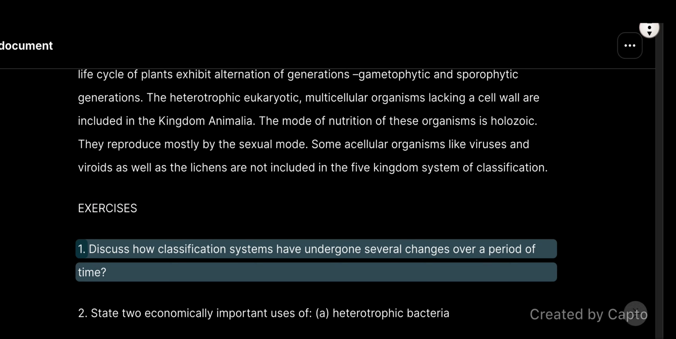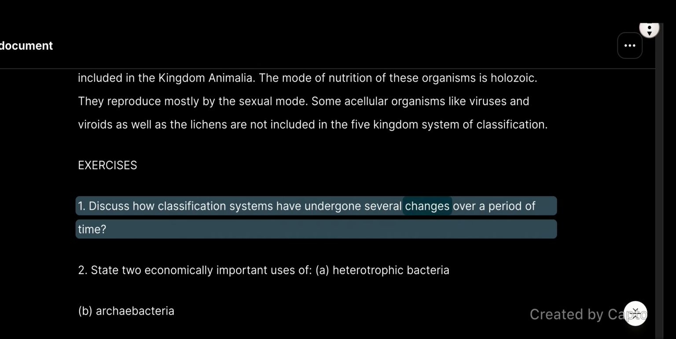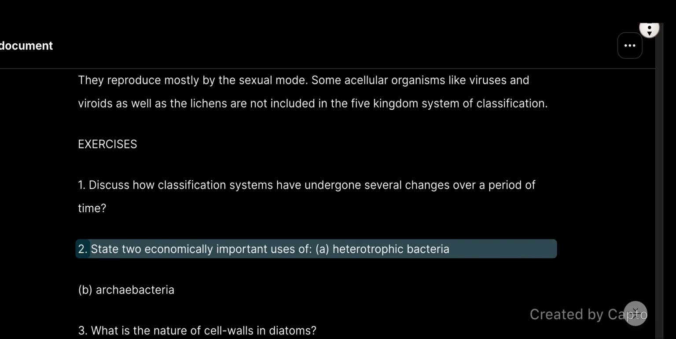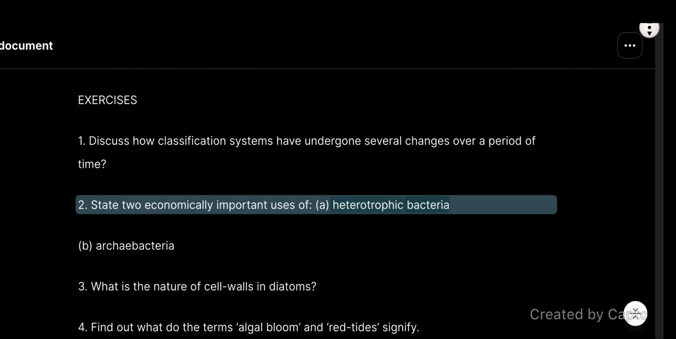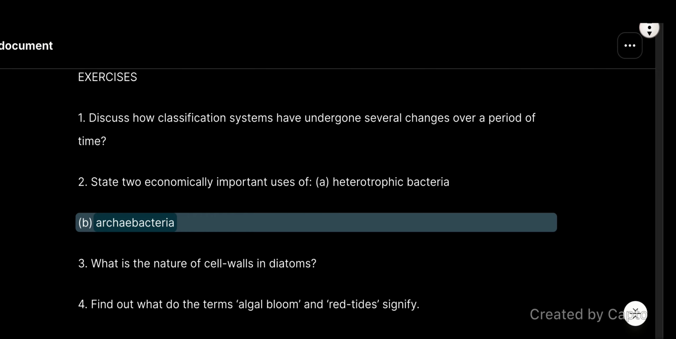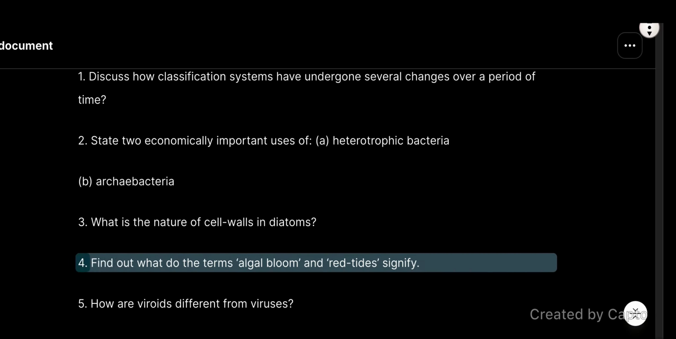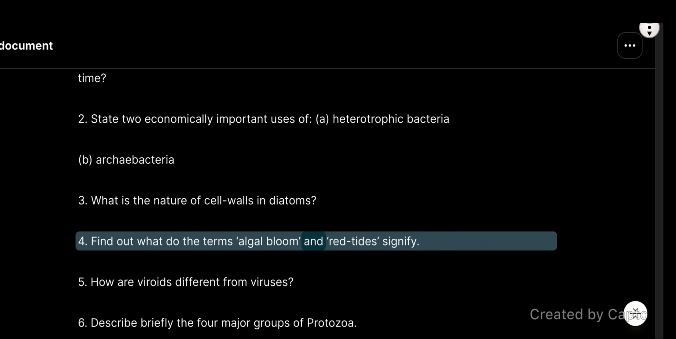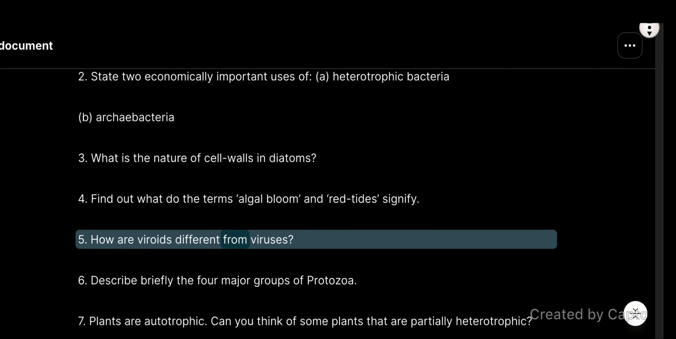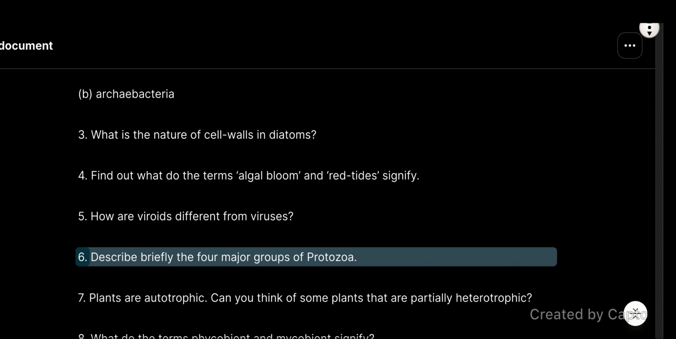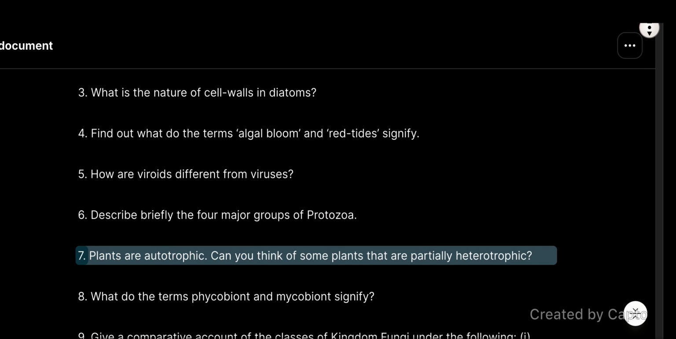classification. Exercises. 1. Discuss how classification systems have undergone several changes over a period of time. 2. State two economically important uses of A. Heterotrophic bacteria, B. Archaebacteria. 3. What is the nature of cell walls in diatoms? 4. Find out what the terms algal bloom and red tides signify. 5. How are viroids different from viruses? 6. Describe briefly the four major groups of protozoa.